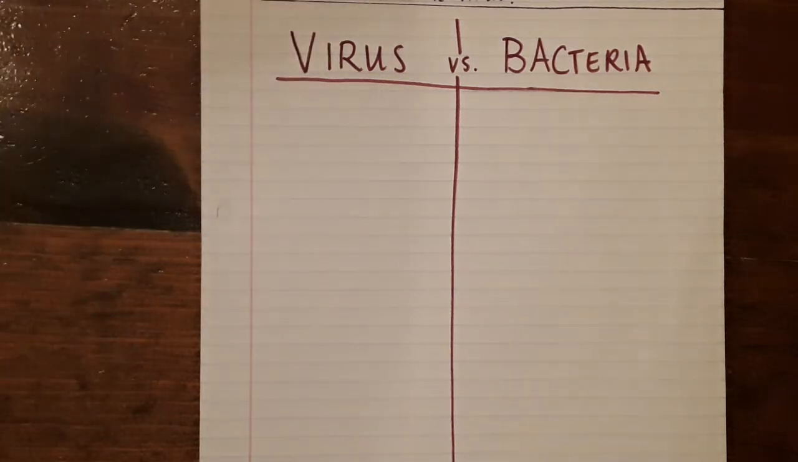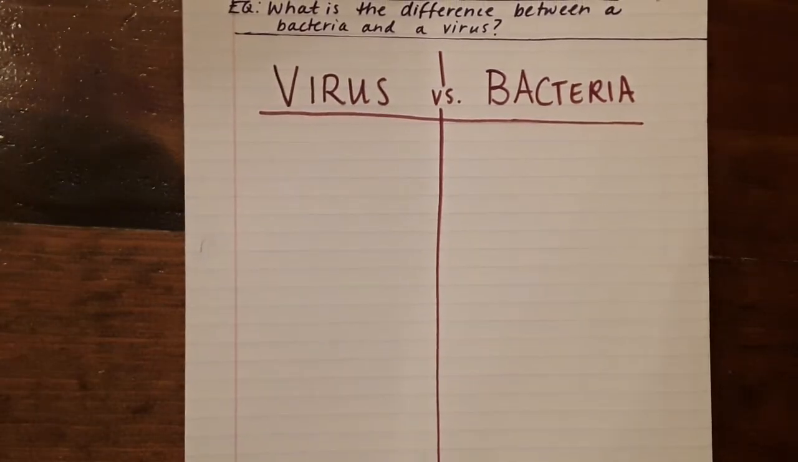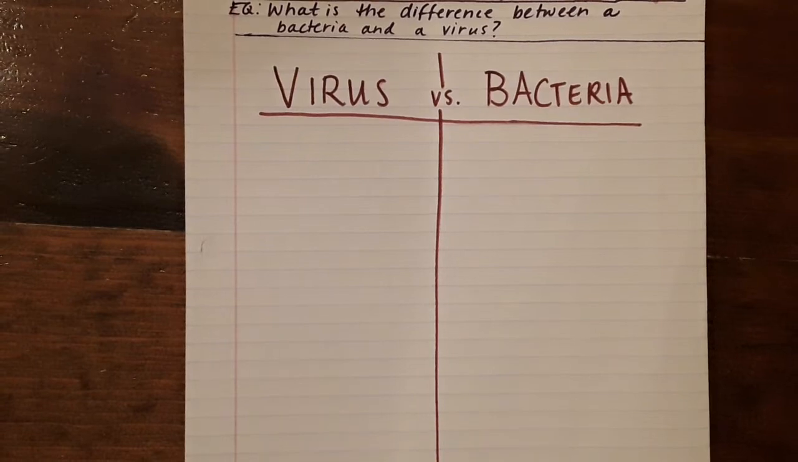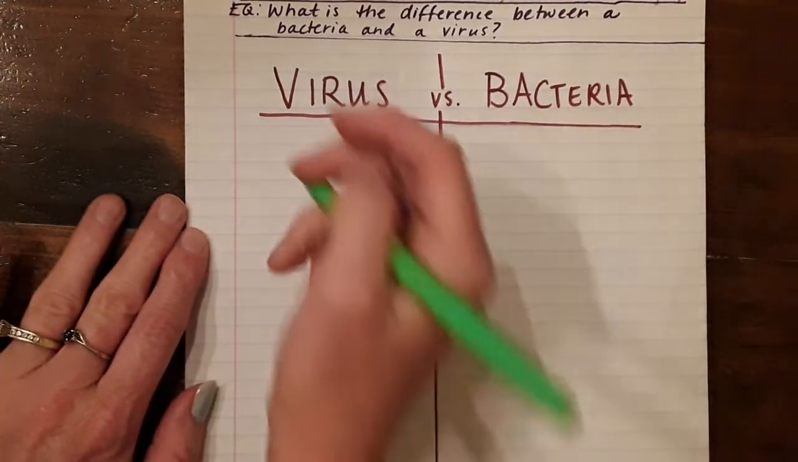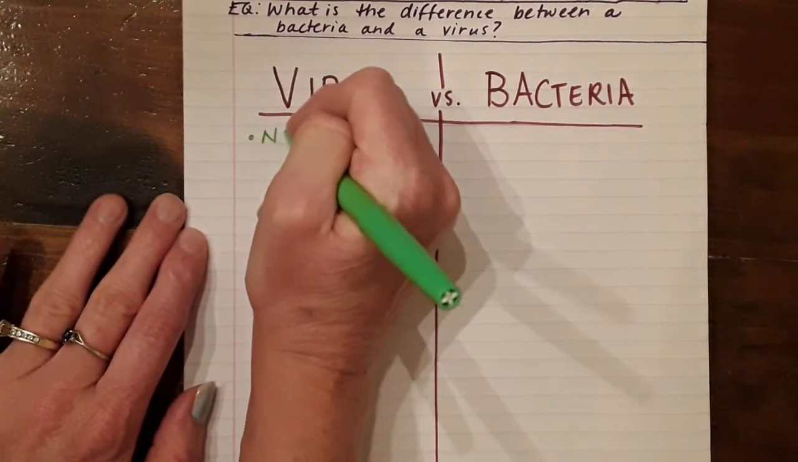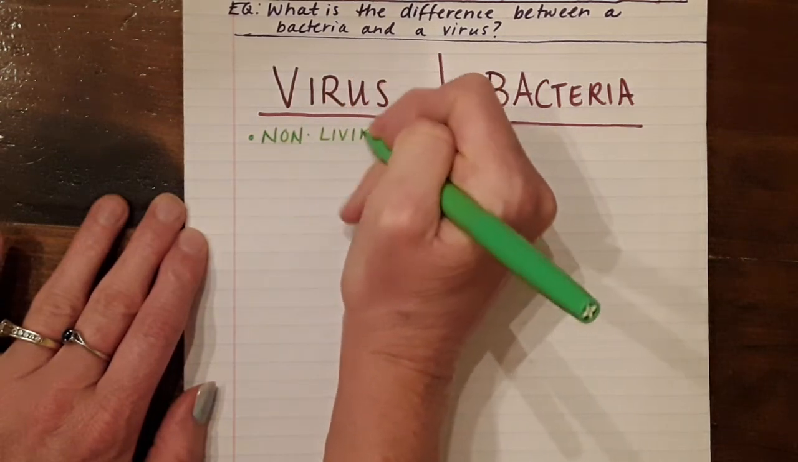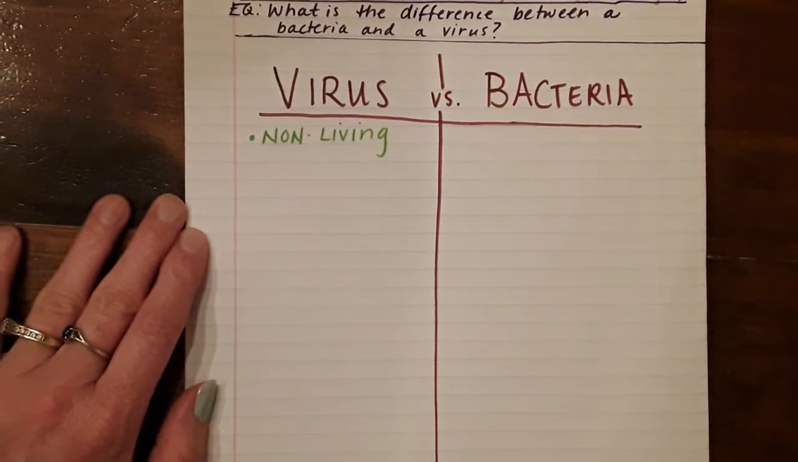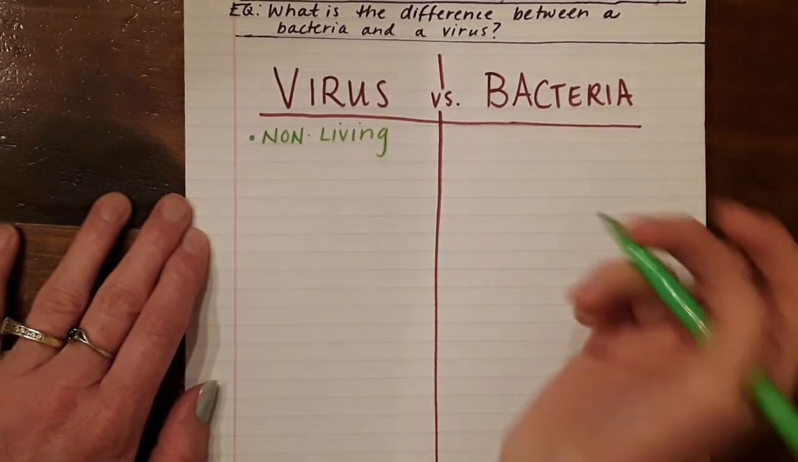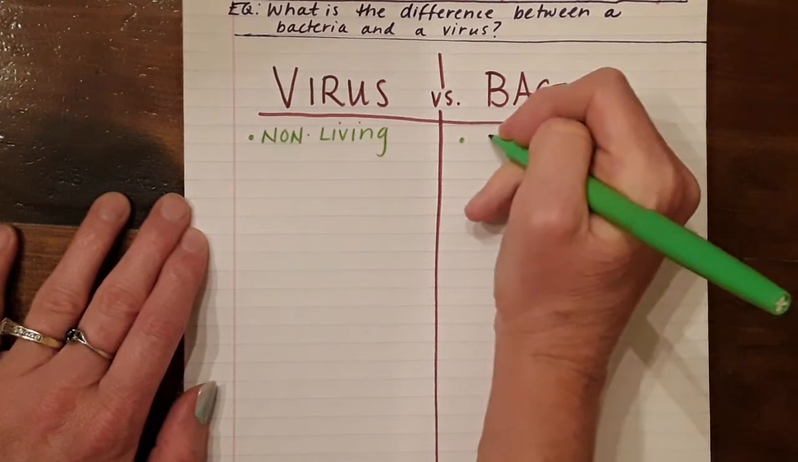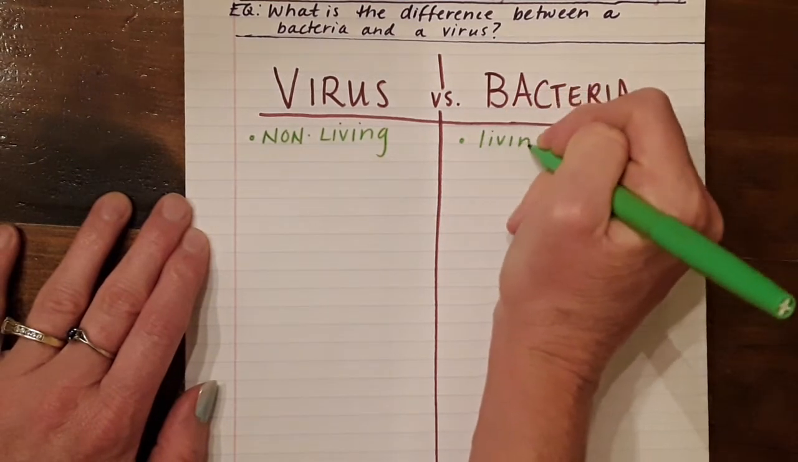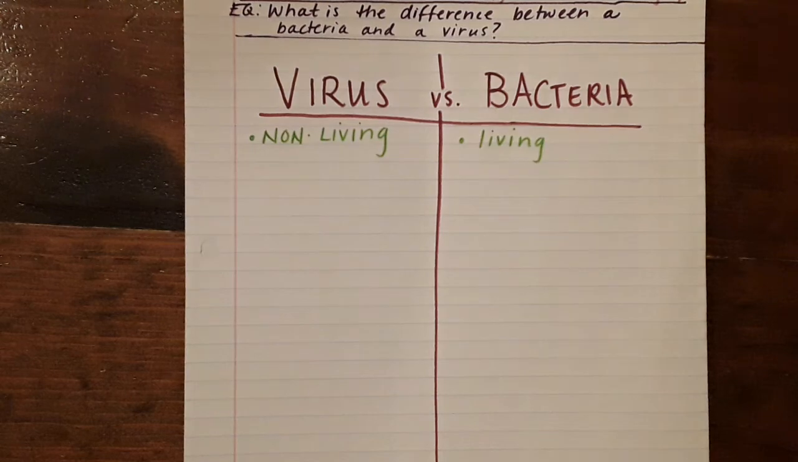So the first thing is understanding that one is living and one is not. So a virus is non-living. So viruses are non-living. They are not living things. So if you are infected with a virus, you have an infection of something that's not living. And when you have a bacterial infection, you are infected by living things, by living cells.